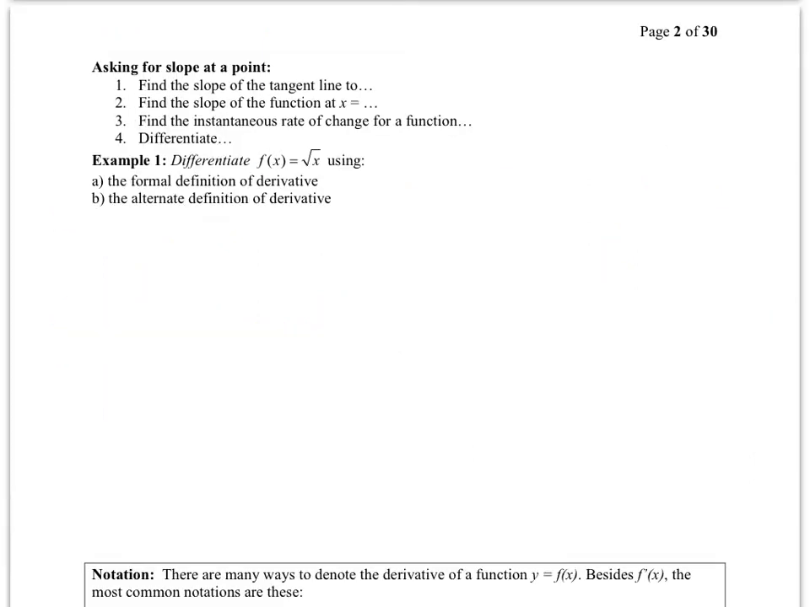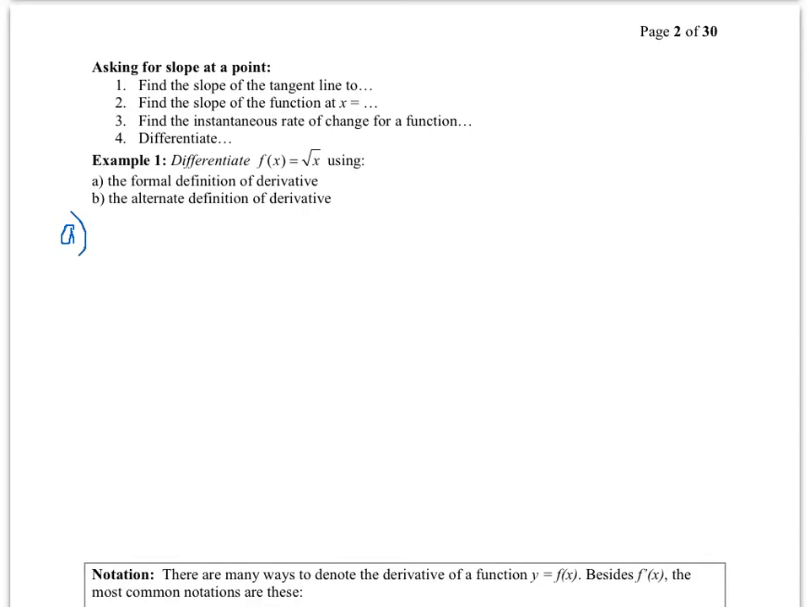One of the most confusing parts about this entire chapter is just knowing what to do with the given directions. If your directions ask you to do any of these 4 things, it just means to find the derivative. If you're asked to find the slope of the tangent line, the slope of the function, the instantaneous rate of change, or when they ask you to differentiate, it all just means the same thing. And you can choose either method that you find easier to work with.